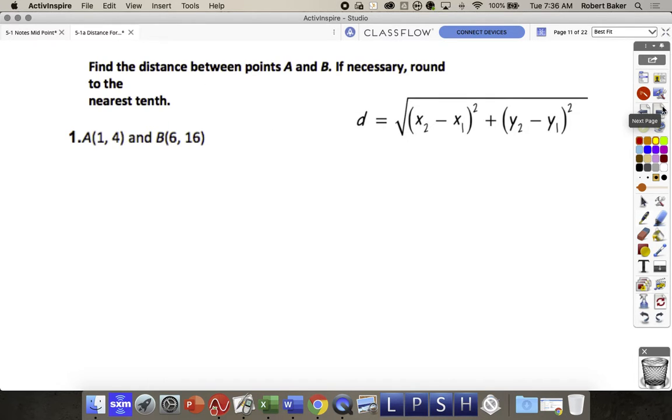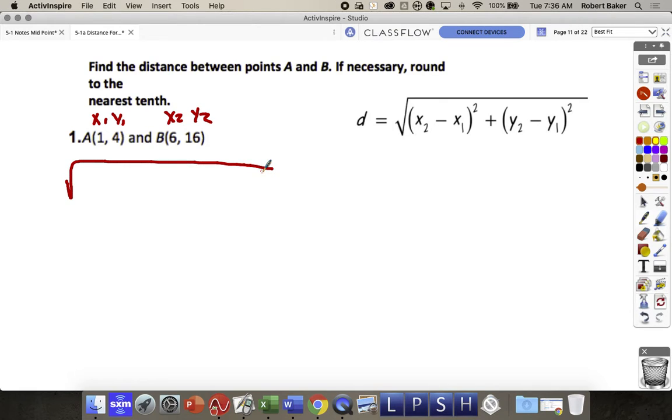It says find the distance between point A and B, if necessary, round to the nearest tenth. So you guys will have to read the instructions, and it'll say either round to the nearest tenth, or it will say simplify your fraction or simplify your radical. The biggest thing here is just making sure we keep the right signs and don't make any mistakes. I'm going to label my points x1 and y1, x2 and y2. I'm going to plug them into the distance formula.